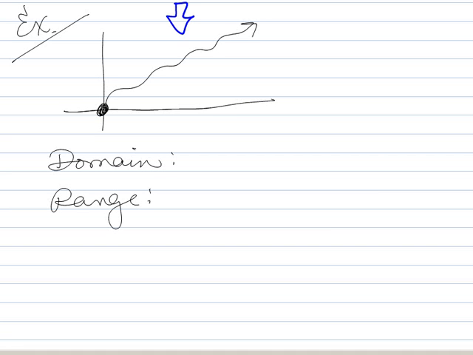So the domain, I'm going to smush this down to the x-axis. I'm going to start here. This guy's going to smush down, smush down. Now this arrow here means it goes on forever and ever.